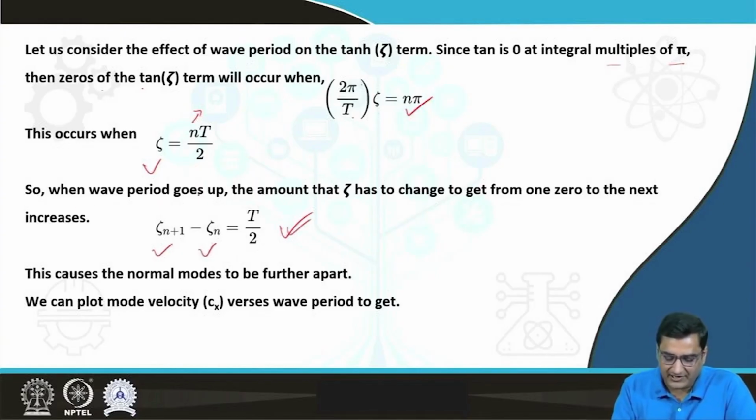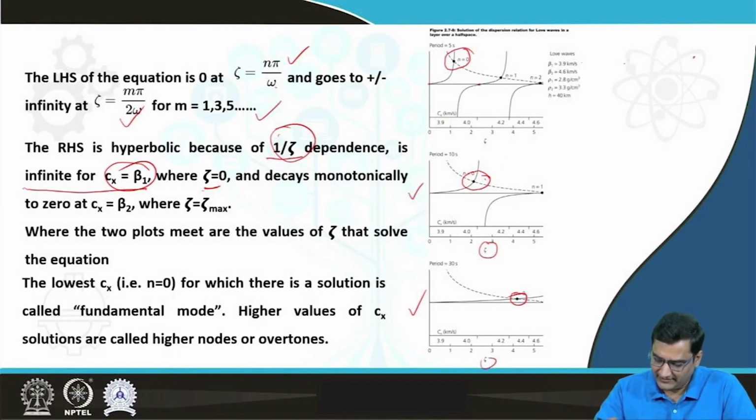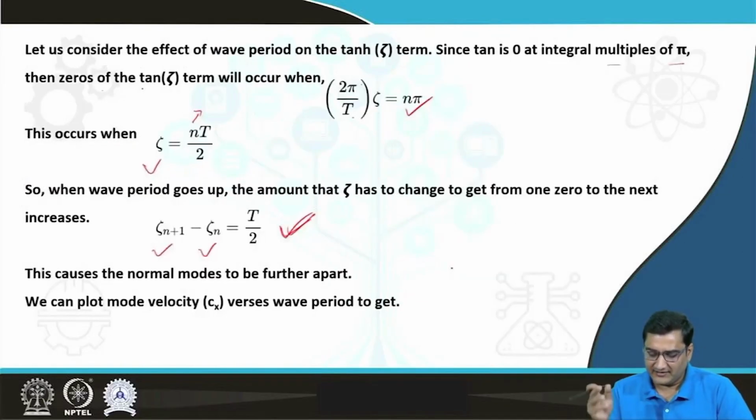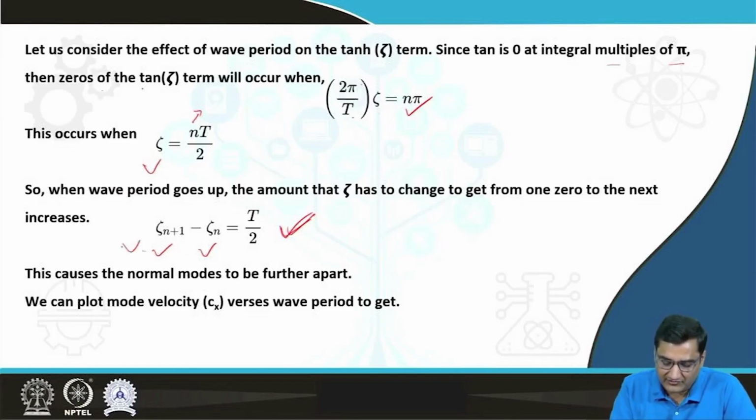So when the wave period goes up, the amount that zeta has to change to get from one zero to the next will increase, being T by 2. This causes the normal modes to be further apart. So you can see, as you increase the period from 5 to 10 to 30, the difference between the two modes will also keep on increasing. That is what this equation is representing, and that is what is written here. This causes the normal modes to be further apart.